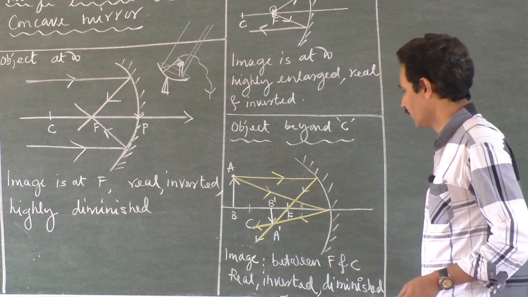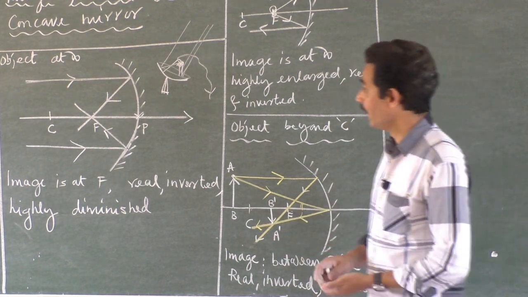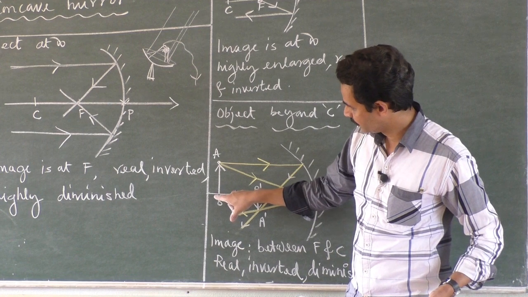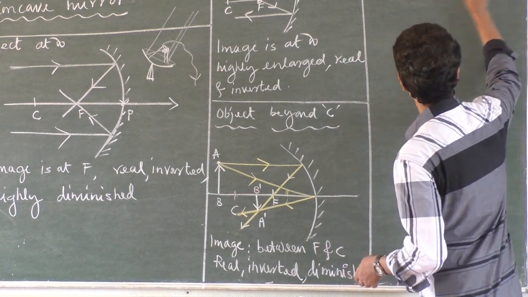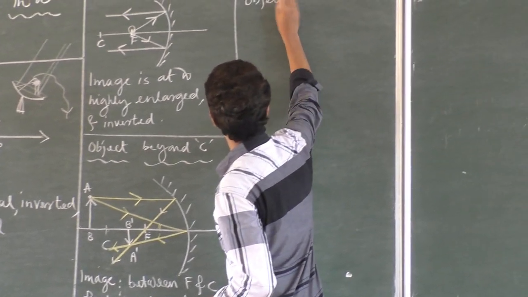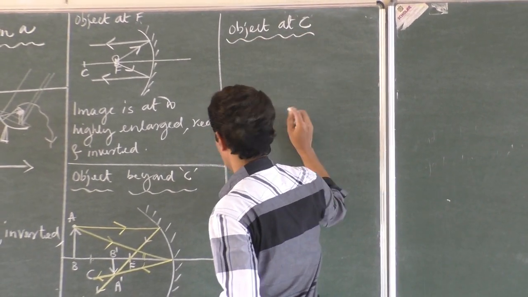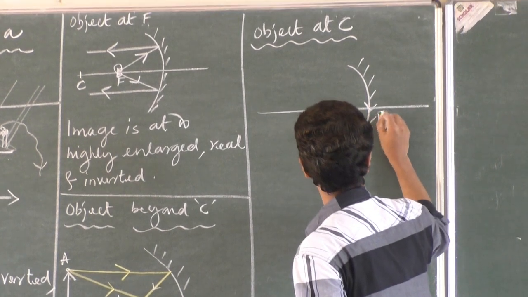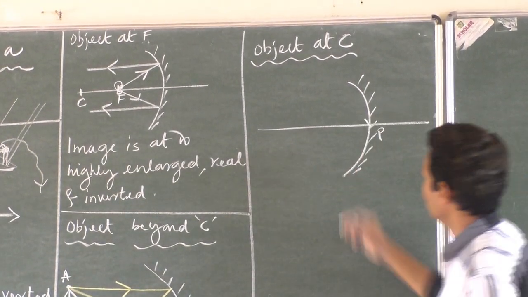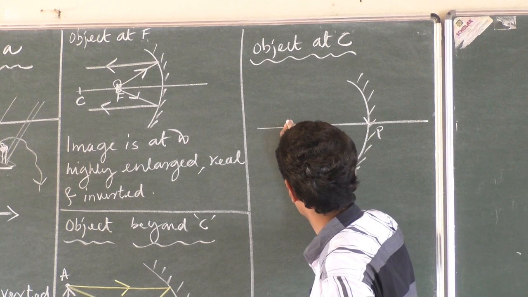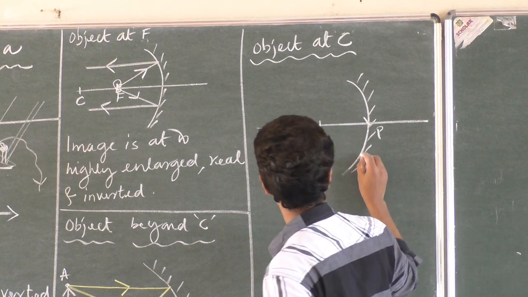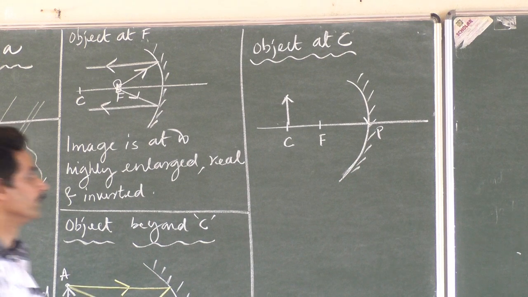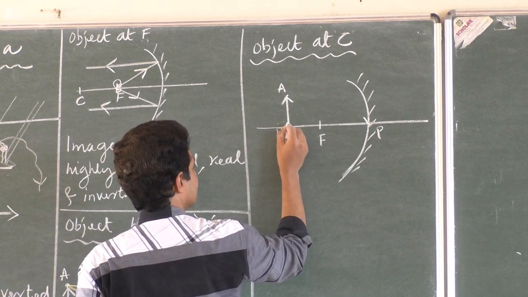Okay, now we will go for an object at C. We were at infinity far away, we brought it towards and up to a distance close to C. Now we will keep it at C. Take a concave mirror, draw a principal axis, the pole is the geometric center, and we have a focus where parallel rays meet and the center of curvature C. Now keep an object at C. So AB is an object kept at C, at the center itself.